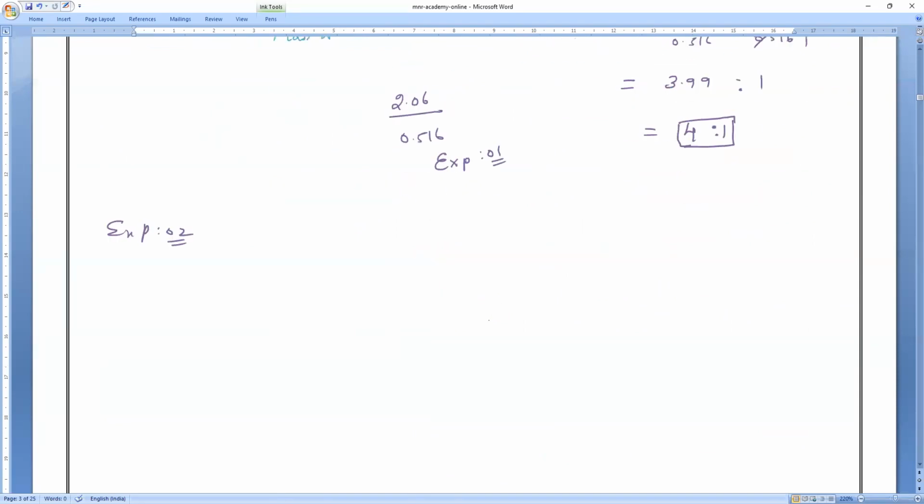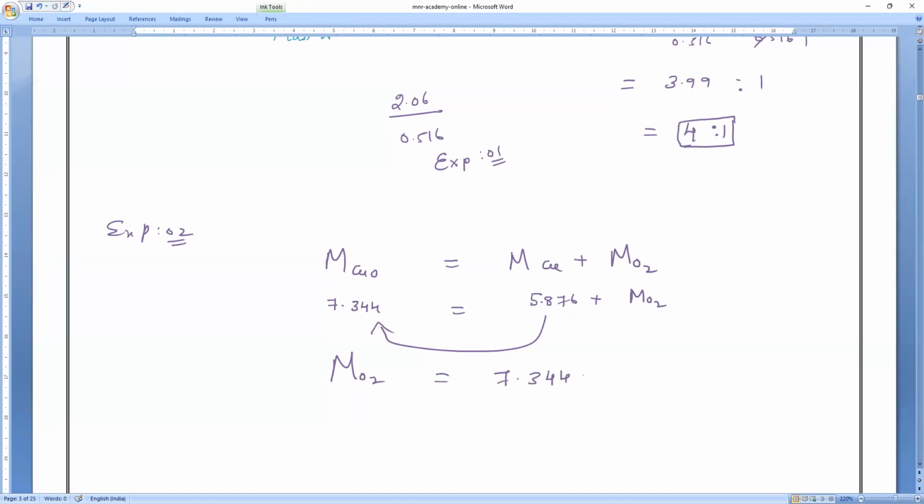Yes, please. Reverse reaction. So again, same thing. Mass of copper oxide is equal to mass of copper plus mass of oxygen. So mass of copper oxide, how much? 7.344, which is equal to mass of copper, how much? 5.876 plus mass of oxygen. So I want mass of oxygen. What will happen? 5.876 will come this side. So 7.344 minus 5.876. So what is the answer? Subtraction, I'm expecting from my students. Everybody, say the answer.